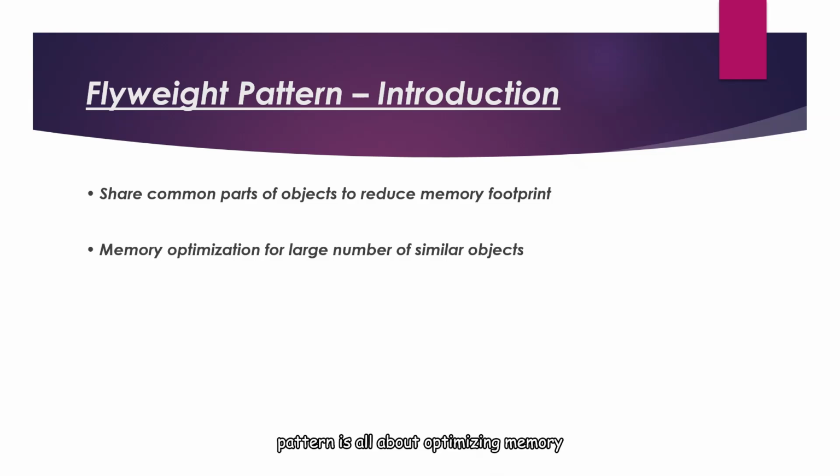This pattern is all about optimizing memory usage when dealing with large numbers of similar objects. Instead of creating new objects for every instance, the flyweight pattern encourages the use of shared objects. These objects share common data, while unique data specific to each object is stored externally. This can significantly reduce memory consumption and improve performance, especially in applications with large datasets or systems that create a lot of similar objects.